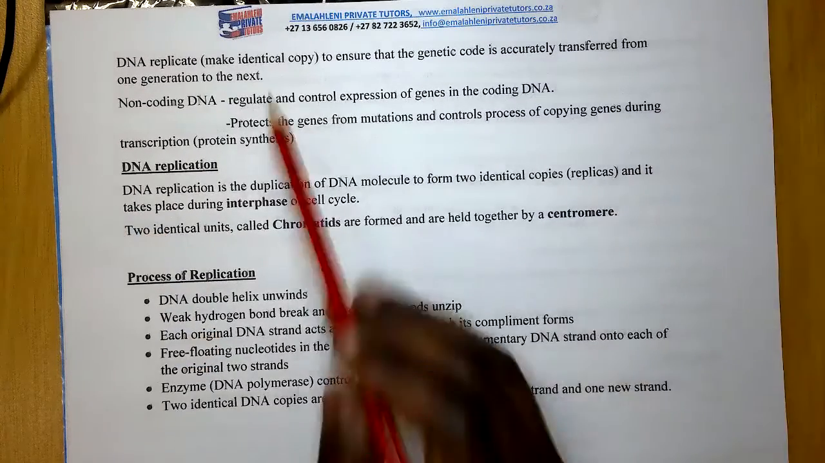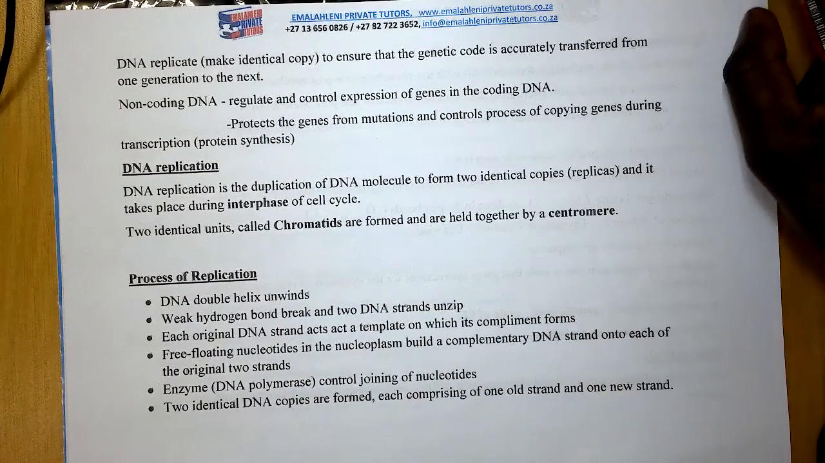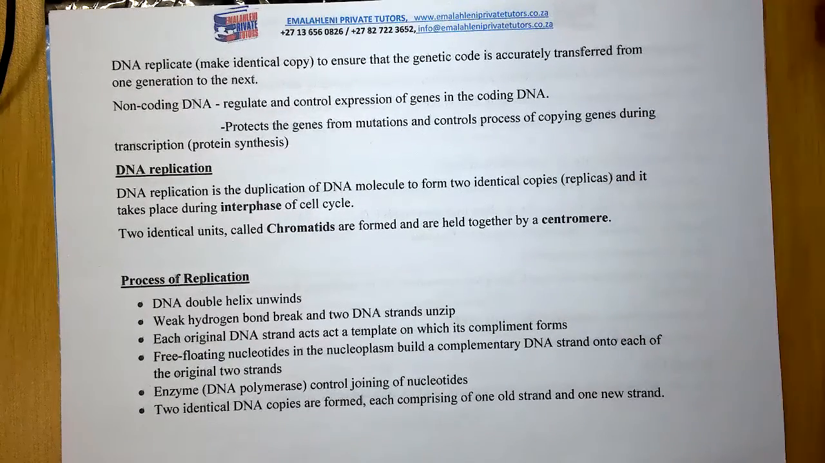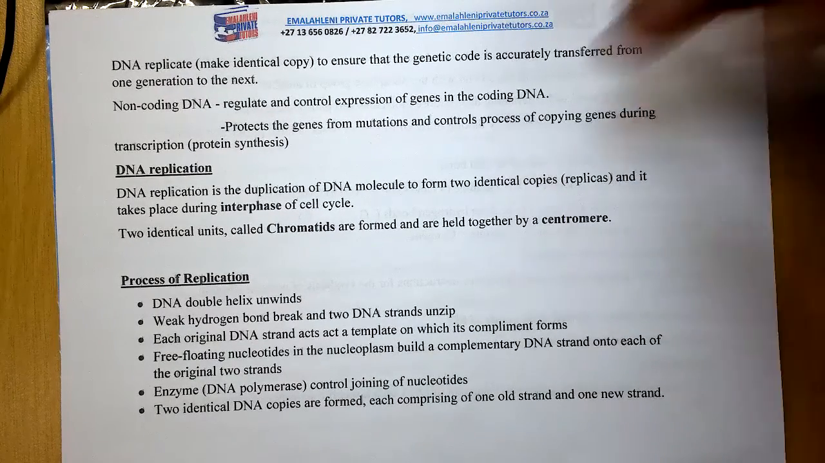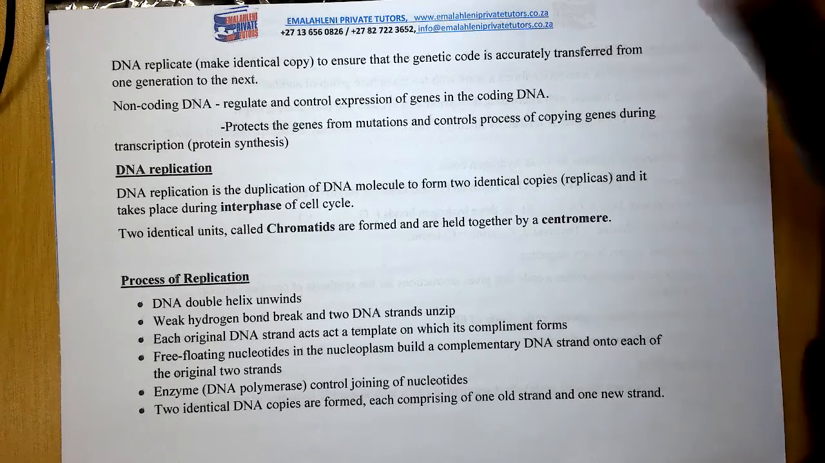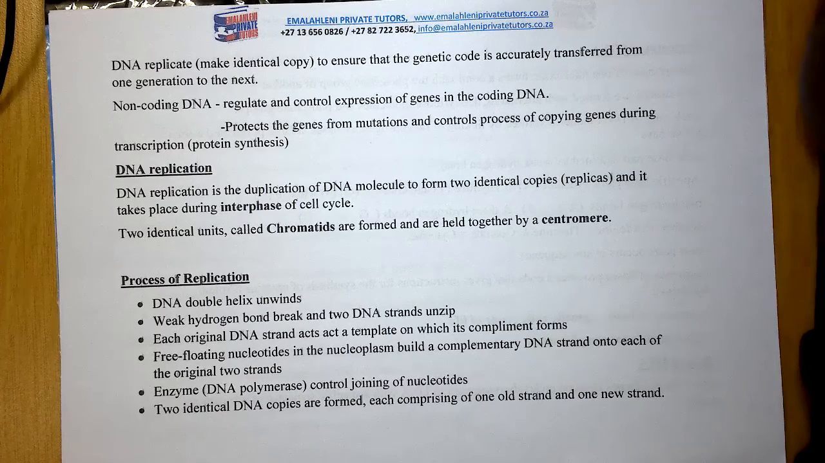Now, DNA replicates, making identical copies to ensure that the genetic code is accurately transferred from one generation to another. We'll look into DNA replication just now. Then we also have what we call coding DNA, the one which codes for protein synthesis. But we also have non-coding DNA, which doesn't code for protein synthesis. But what does it do? It regulates and controls expression of genes in the coding DNA. It also protects the genes from mutations and controls the process of copying genes during transcription.